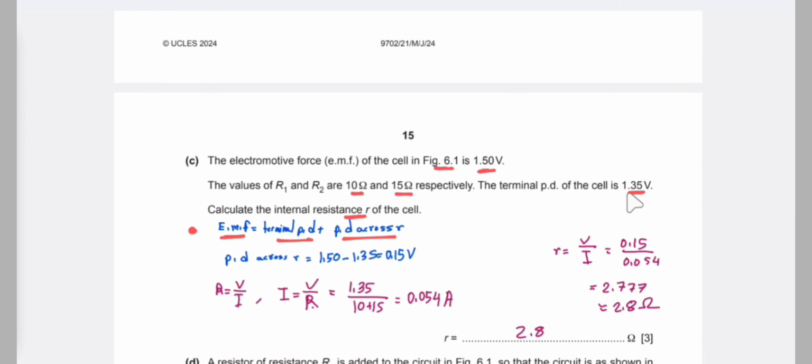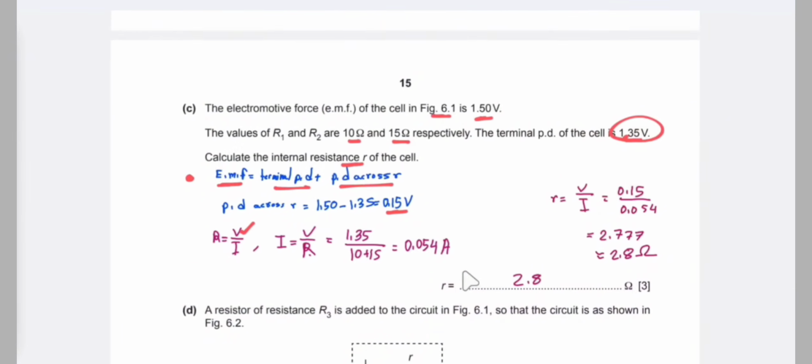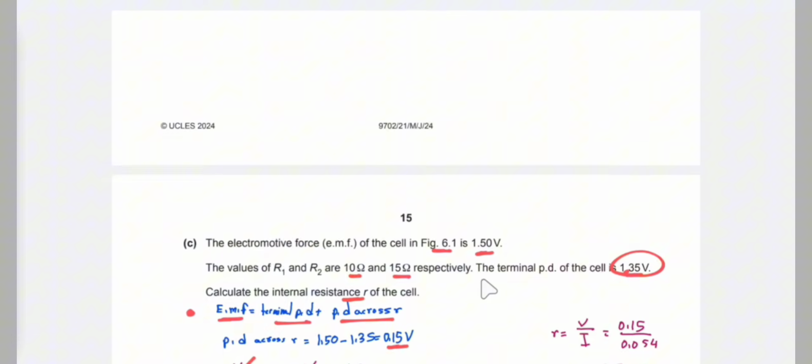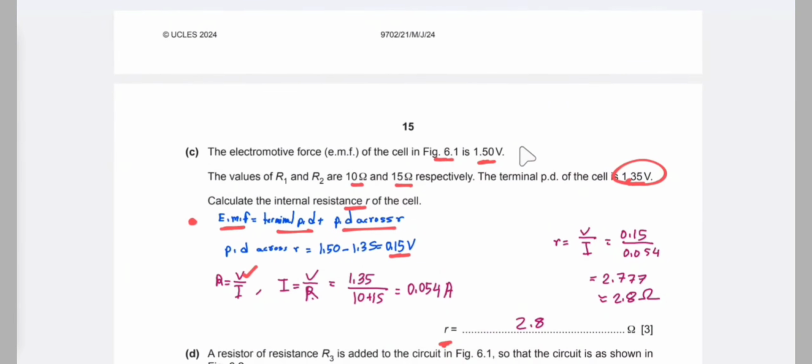We know the value of EMF and the terminal potential difference, so if we subtract, we get the potential difference V across the internal resistance. We need to find R. We know that R is equal to V by I. We know the value of V. Now to find the value of R, first of all we need to find the value of current.